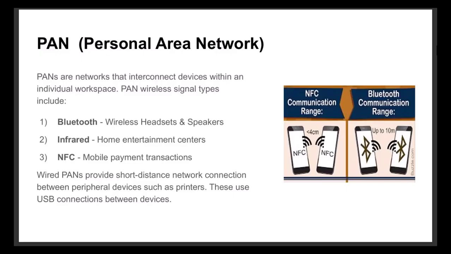And the third network type to be aware of is a PAN, P-A-N. This is a personal area network. Personal area networks are network configurations that allow us to connect devices within a very short geographic area. We have discussed several types of personal area networks in previous episodes, and the three that you should be most familiar with are Bluetooth, infrared, and NFC, near field communication.